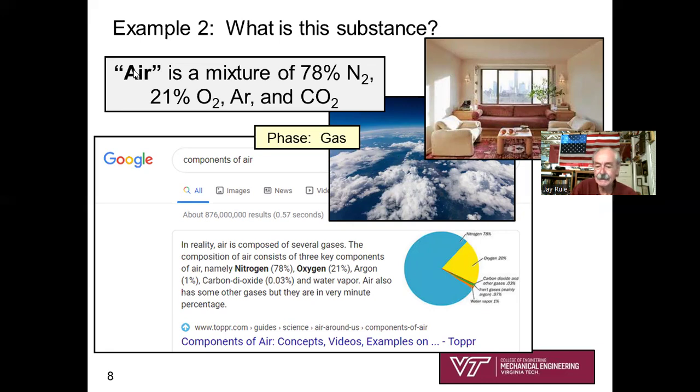Now, you might not know at least the proportions. I think you probably have a pretty good feel that air is a mixture of nitrogen and oxygen and some other stuff, argon and CO2, but you might not be familiar with the proportions, and that's okay. You can always Google it. I Googled components of air, and I got my numerical result.